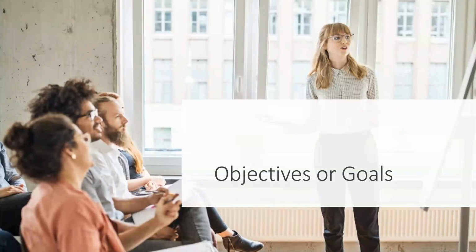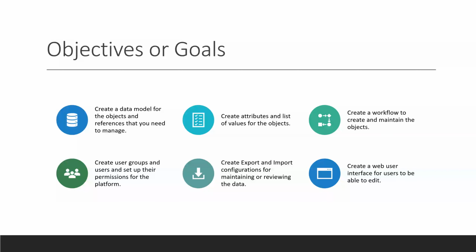So, the objectives or goals. The first one would be to create the data model for the objects and references that you need to manage. You would then create the attributes and list of values for the objects, create a workflow to create and maintain those objects that you've decided on, create user groups and users and set up their permissions for the platform. That way you can limit or not limit what they have access to.